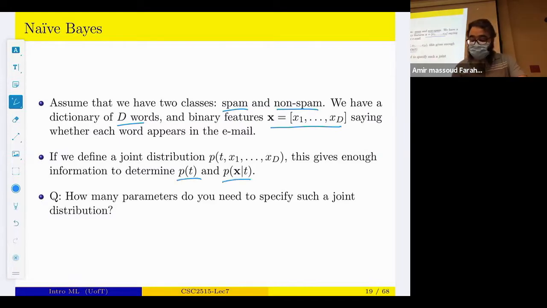If we define a joint distribution P of t, x1, x2 to xd, this joint distribution of input and output allows us to compute P of t and P of x conditioned on t. So essentially, if you have a joint distribution of a probability distribution, you know everything about that probability distribution. So how many parameters do we need to specify such a joint distribution?